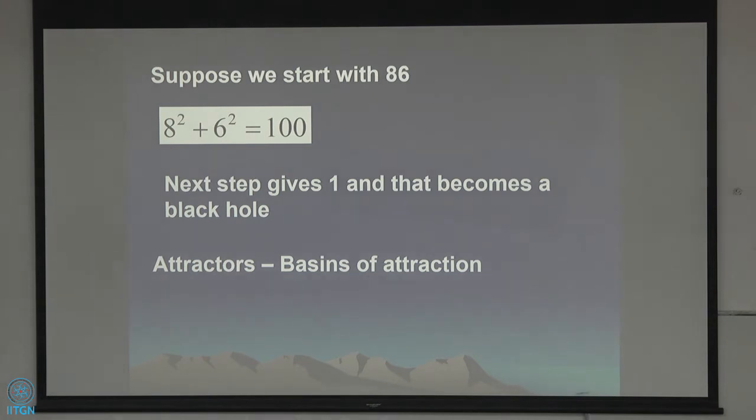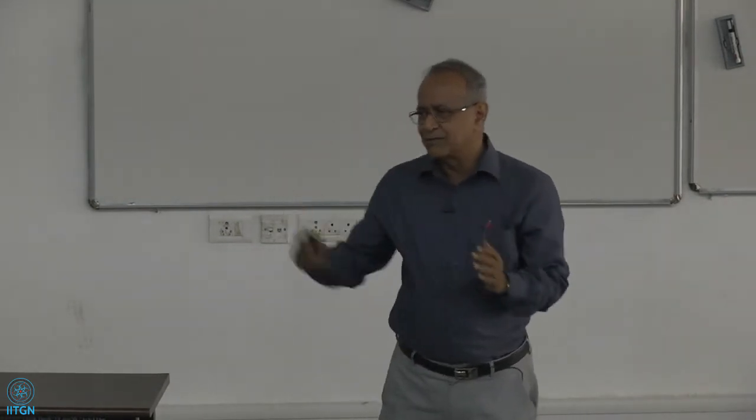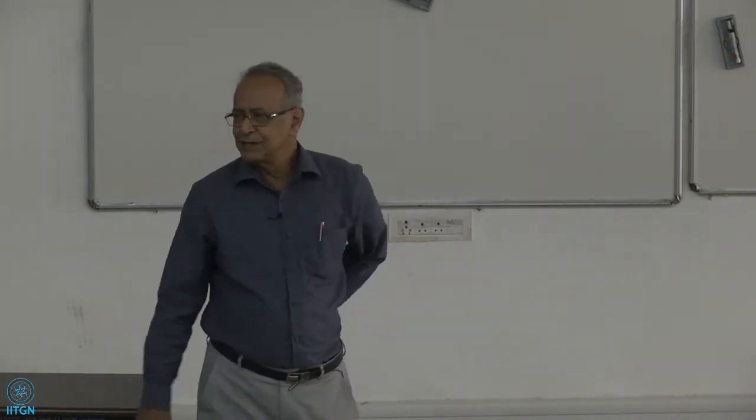Whatever may be the starting point, there are two kinds of attractor. Each attractor has its own basin of attraction. Either you reach 1 or you reach an 8 cycle periodic behavior. You will definitely land in one of those 8 numbers, 89, 145, whatever it is, and wherever you land, then after 8 cycles it will keep on repeating. This is a nice thing.